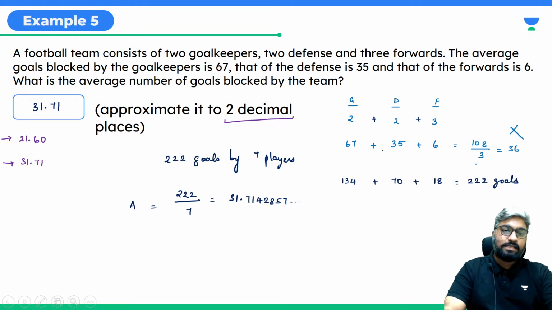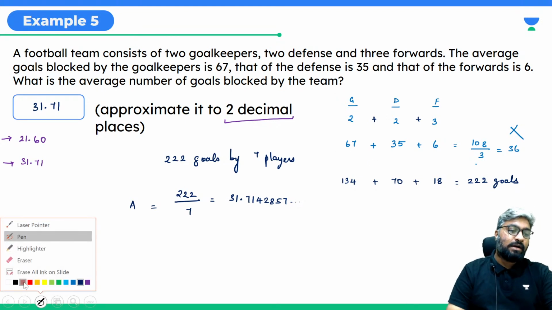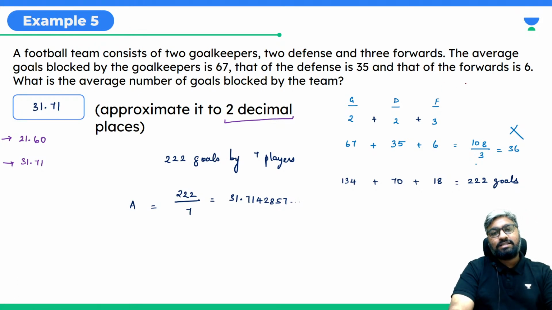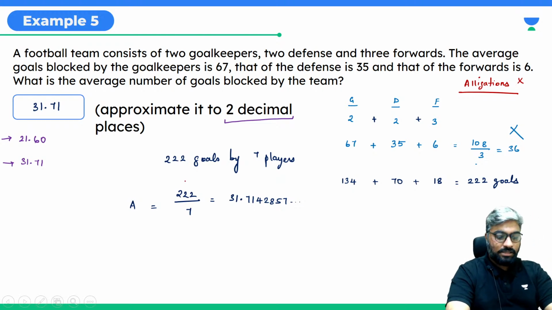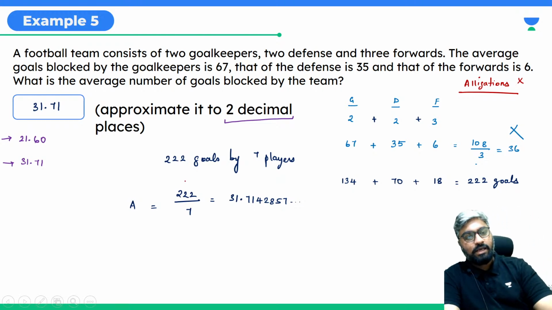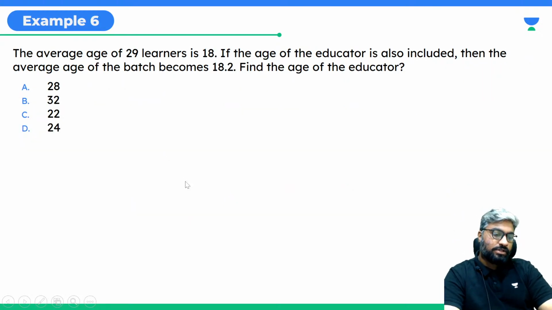Yes, so this is basically where your allegations will come into play, but using allegations here is also a very bad idea, right? If you want, you can use allegations also, but it's a bad idea altogether. So I wouldn't suggest using allegations. Doing it manually, finding out the total goals is the best way to answer this. Okay, done, guys? Try the next question now. There are answer choices here, please be careful.